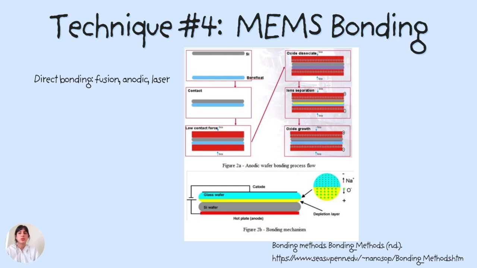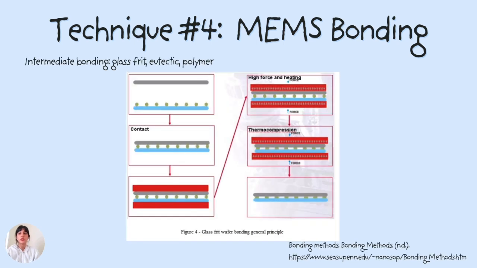The first technique is fusion bonding, which joins two silicon wafers by heating them until the silicon atoms at the surface merge into a single lattice. Anodic bonding, which is depicted by the figure, bonds silicon to glass using heat and a strong electric field, causing ions in the glass to migrate and form a permanent seal. Finally, laser-assisted bonding heats only the bonding interface with a laser so the wafers can join without heating the entire substrate. The next category shown in the next figure is intermediate layer bonding.